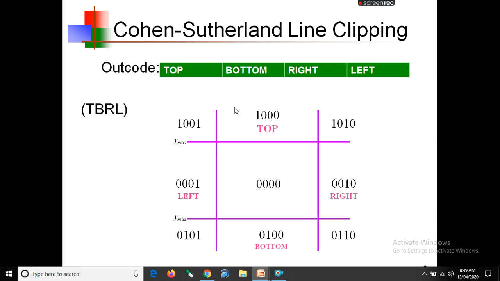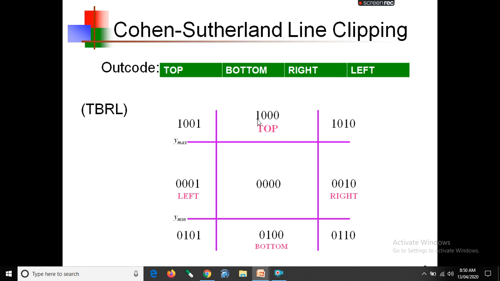So totally 9 regions are there, as I said, and we have a 4-bit number. For example, I am taking one example. Assume that I want to assign a unique out code. Please see the mouse pointer. I want to assign a unique out code to this region. How do we assign it? We are using a 4-bit number here, and in this 4-bit number, I will read from left to right.